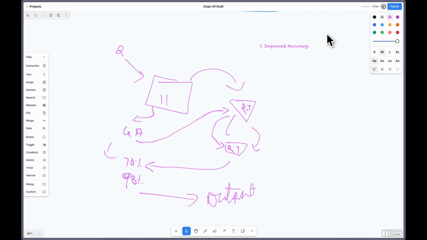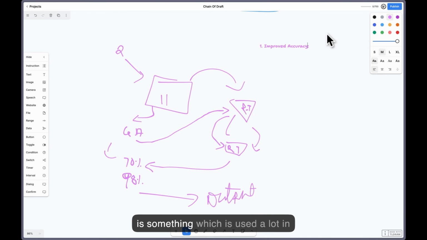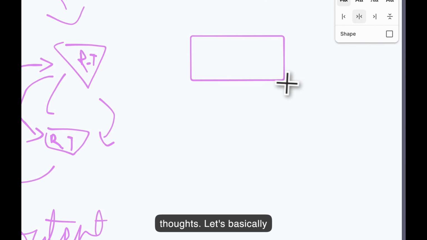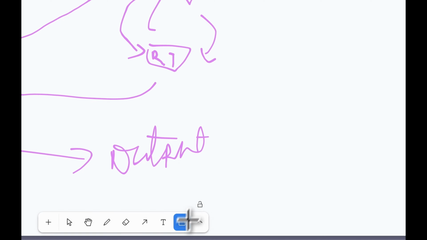interpretability. Interpretability is something which is used a lot in the field of ML, and that is basically the generated chain of thoughts. Let's basically make a chain, right?